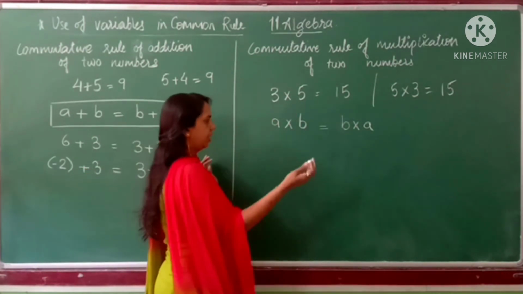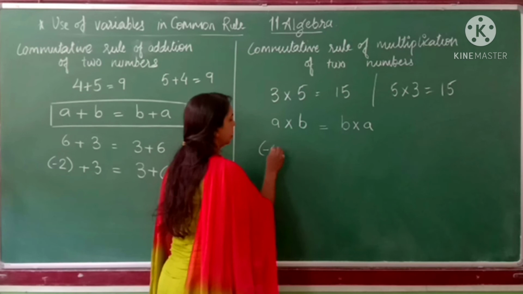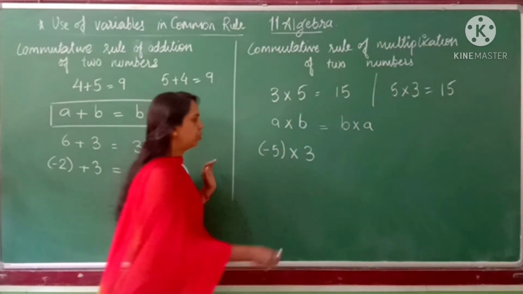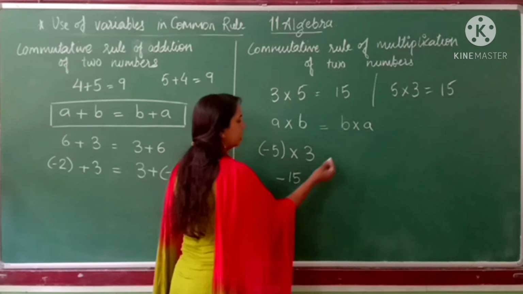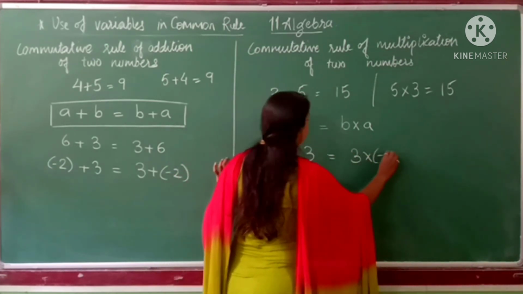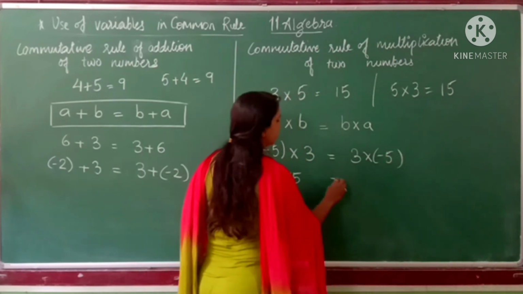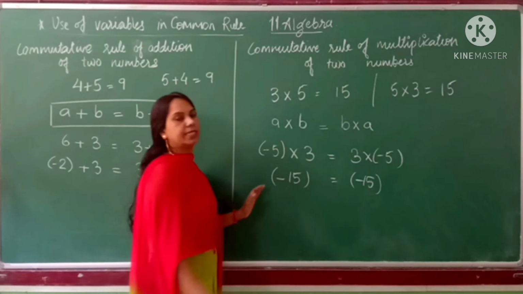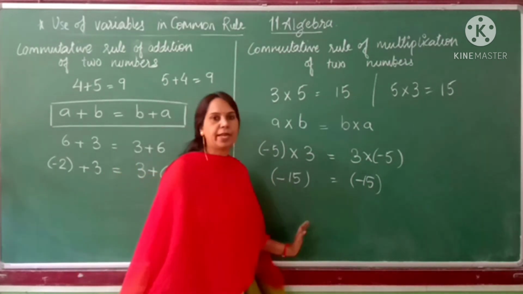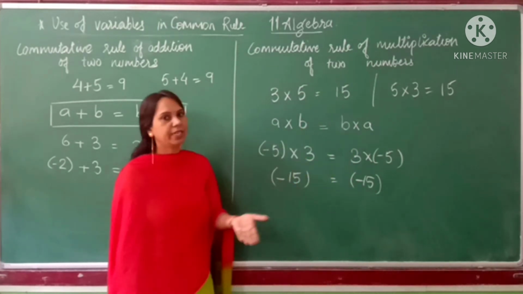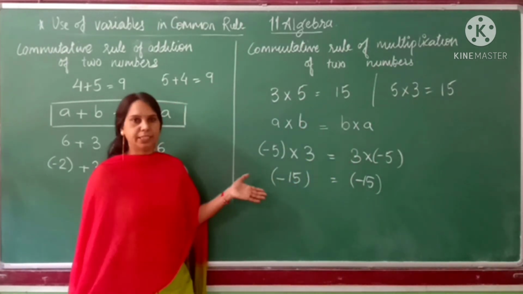Let us check it out. Whole numbers we have already done. Now if it is minus 5 into 3, what's the answer? It is equal to minus 15. Now if we interchange the numbers, 3 into minus 5, you will get minus 15. Here also the answer remains the same for a into b is equal to b into a, even if the numbers are negative.